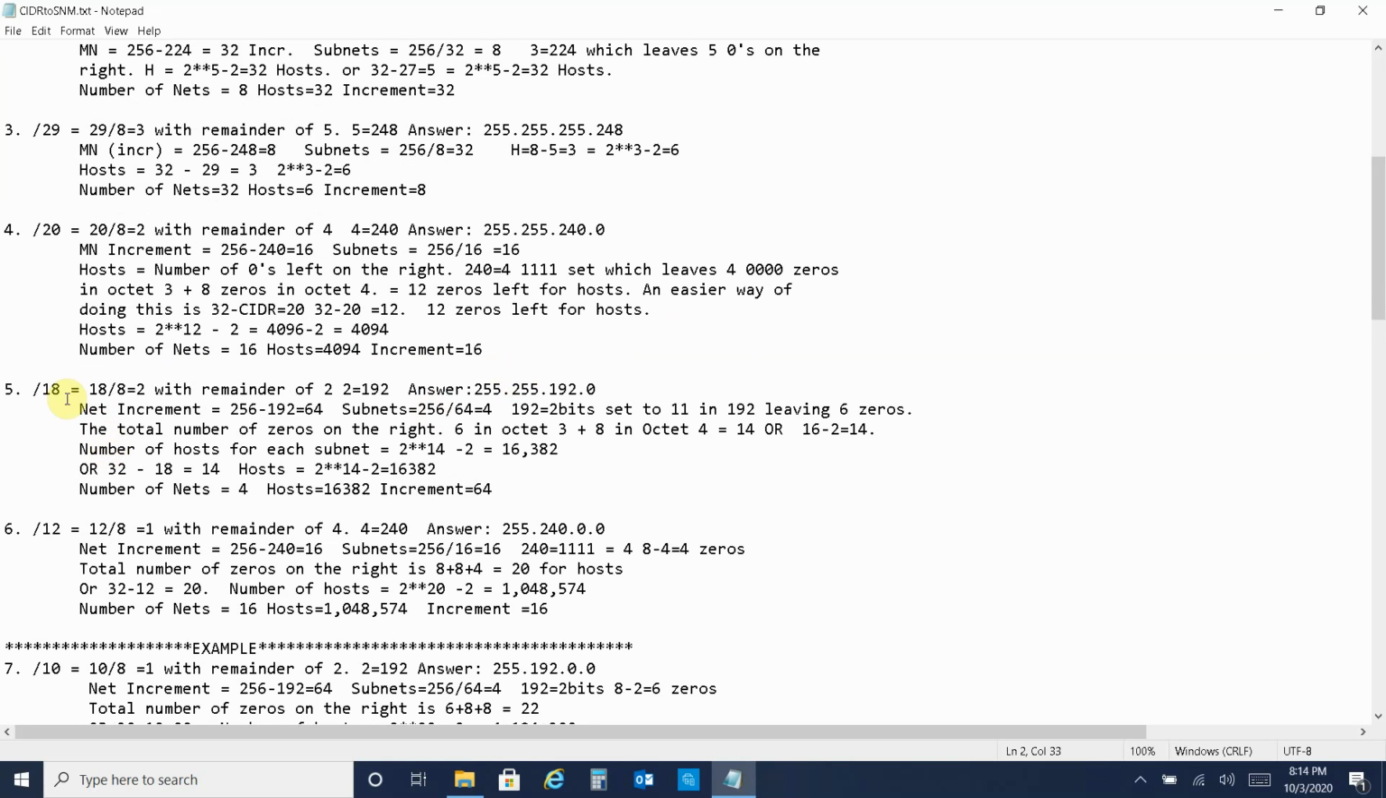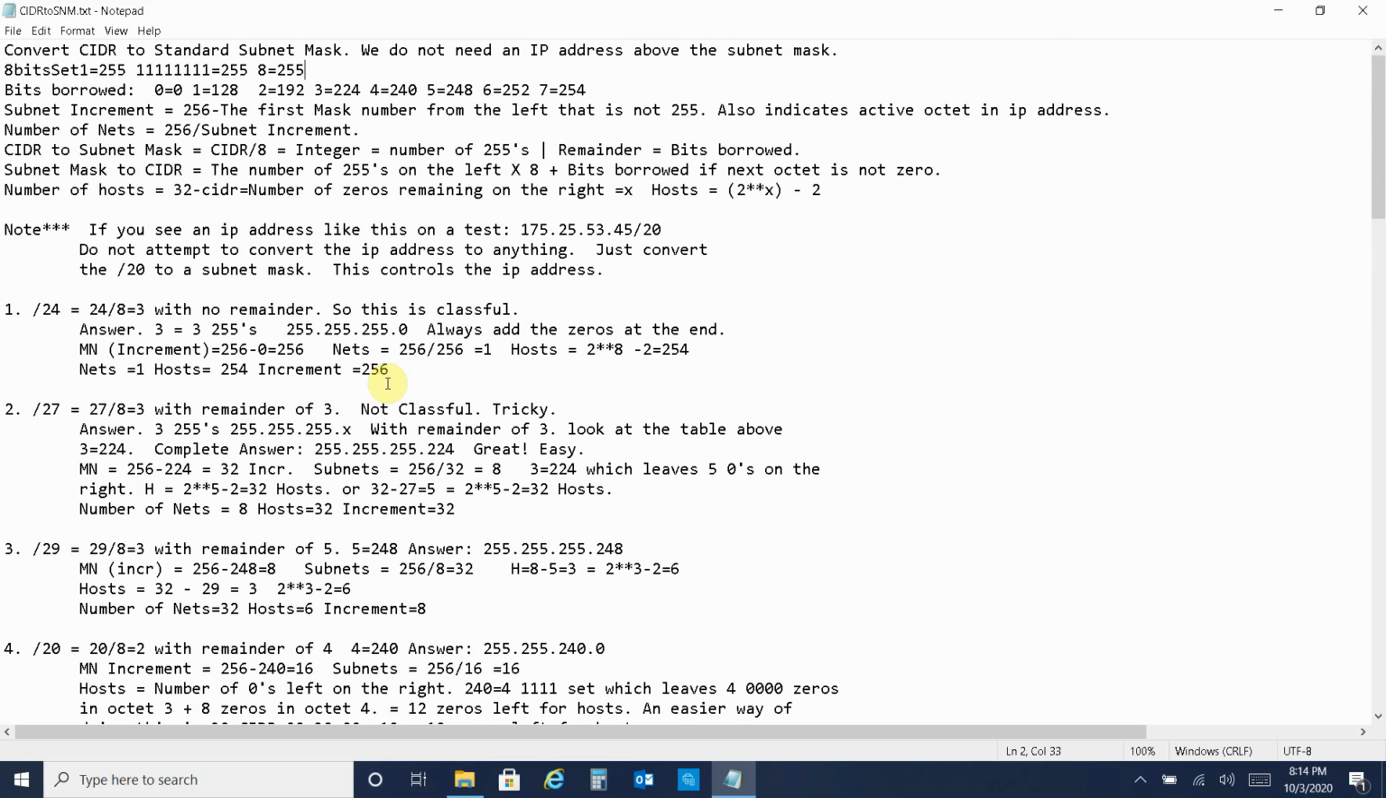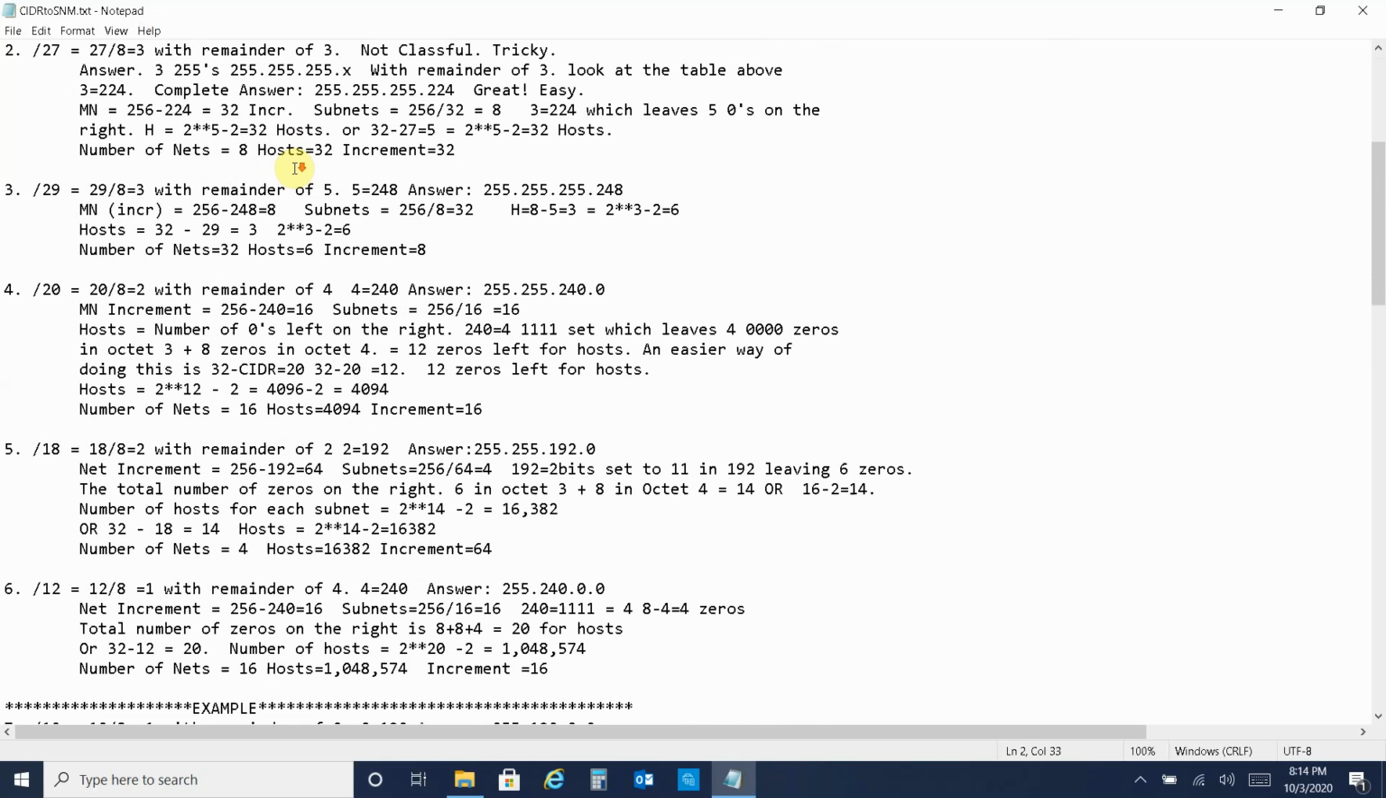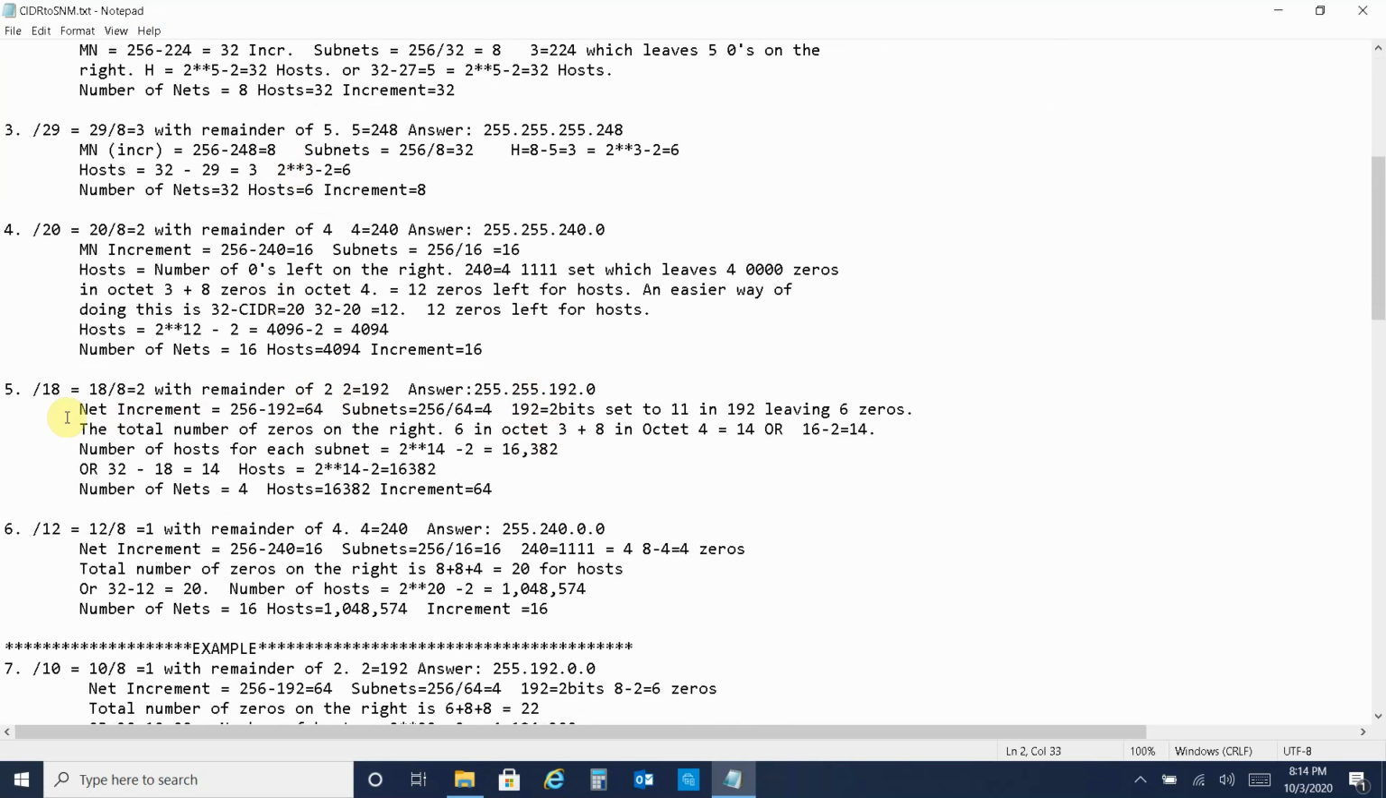Going down to here, /18, one of those weird ones, like, I've never seen that. What is that? Well, here you have 18, and you just divide it by 8, and it equals 2. Well, it's actually 16, and that means there's a remainder of 2, and 2 is 192 based on what you memorized up here. So the answer is we're going to have 2 255s, 1, 2, and the next one is 192, and the last one is 0.